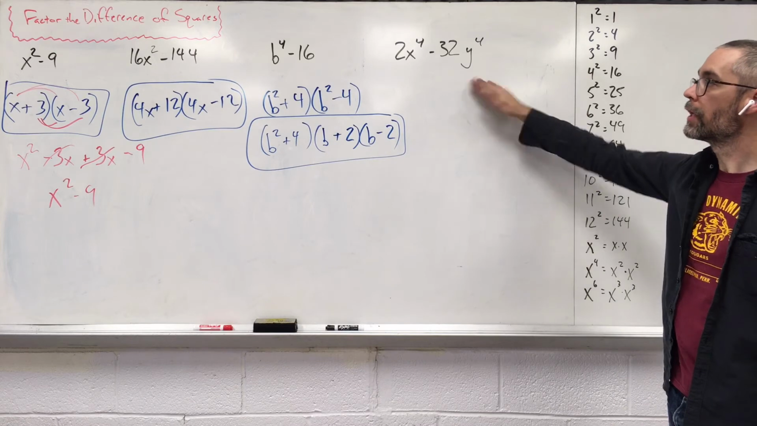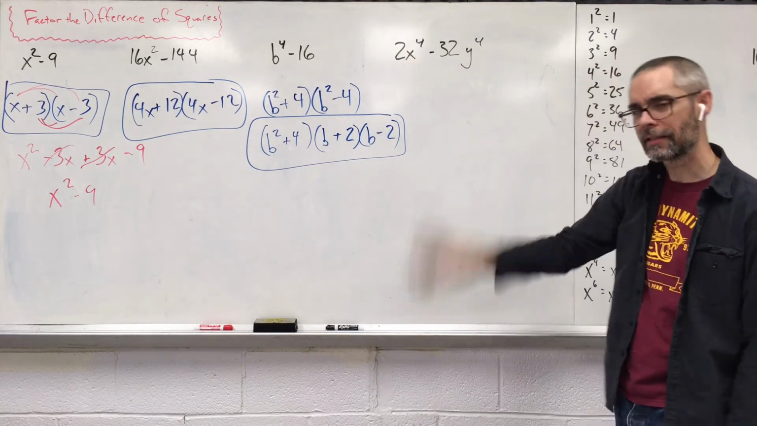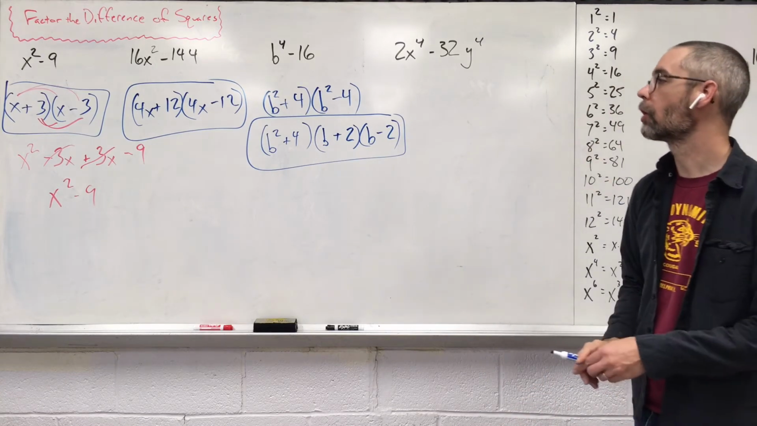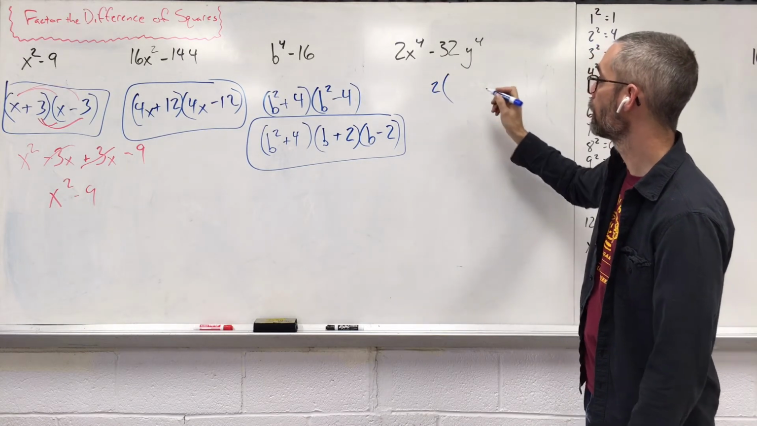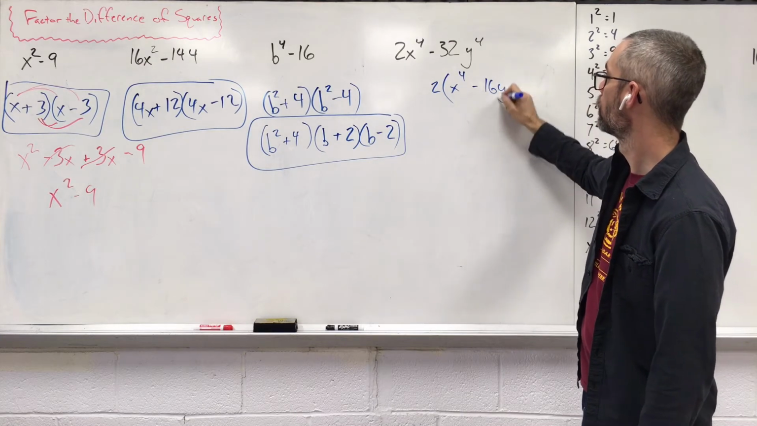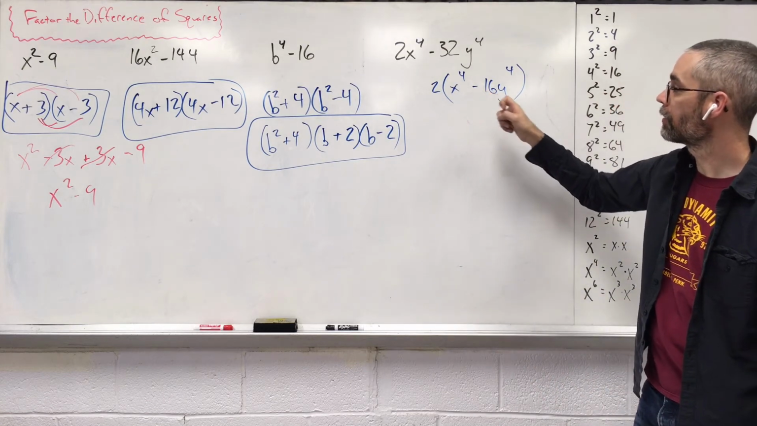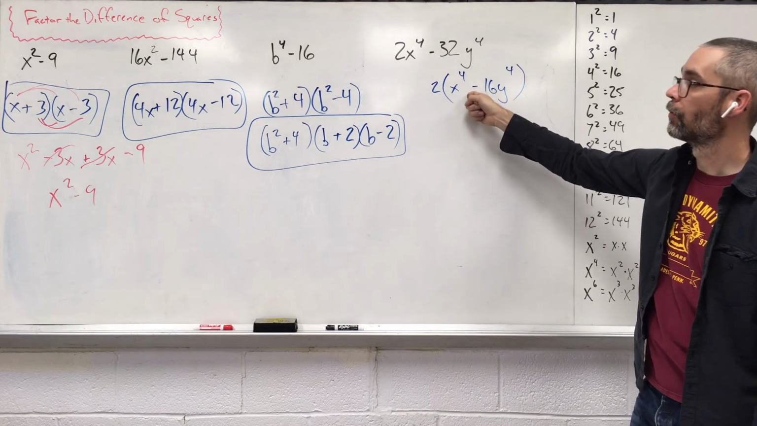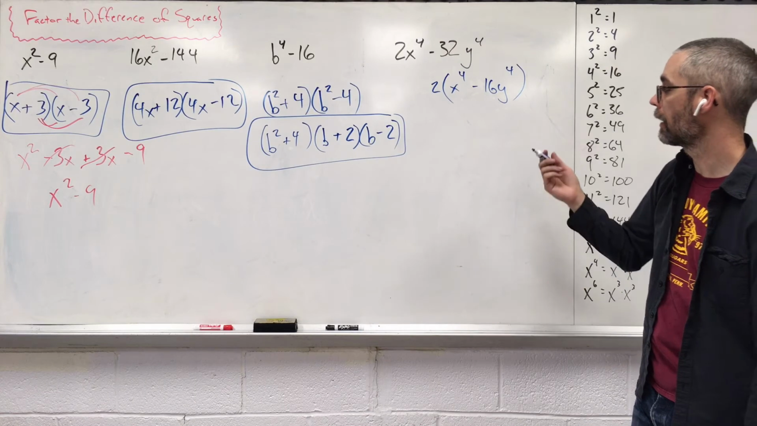This last one, we don't have perfect squares. 2 is not a perfect square. 32 is not a perfect square. It messes everything up, unless we can take something out before we even start. And we can. We can factor out a 2 out of this whole problem. When I take that 2 out, I then notice inside parentheses, perfect square, perfect square, perfect square, with a difference between them. So now I can go through this process all over again.